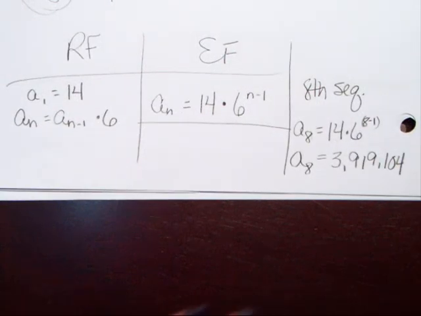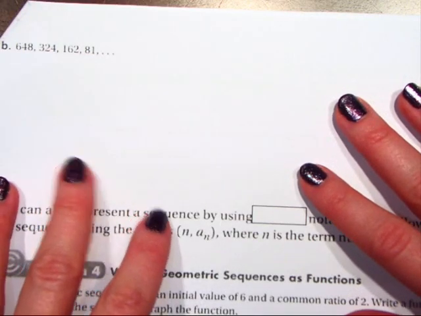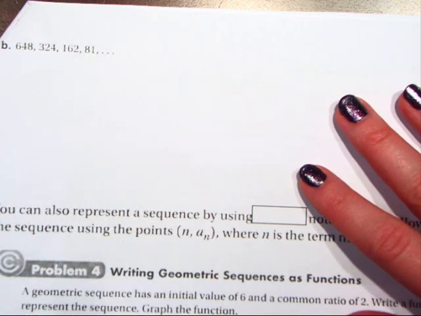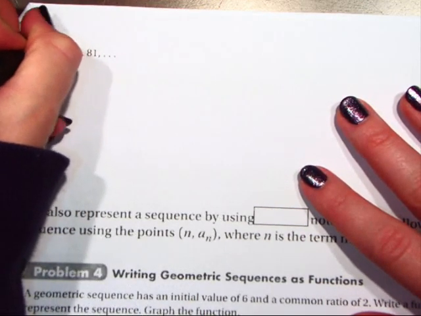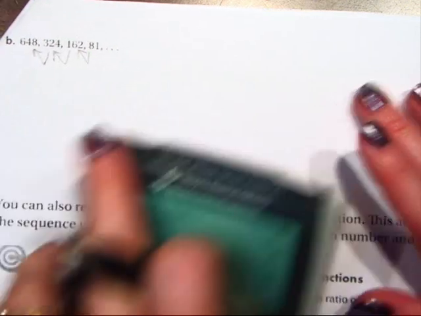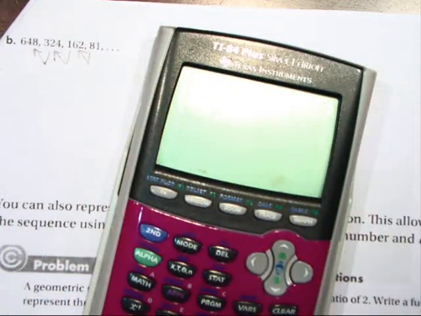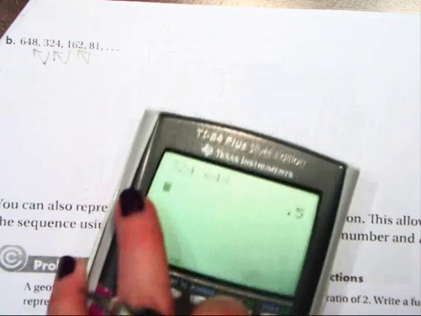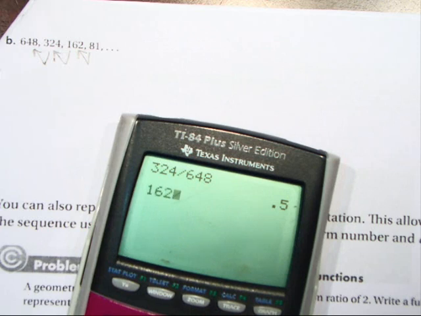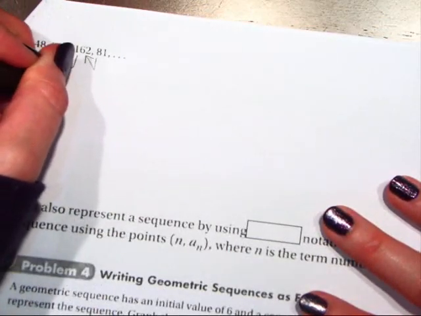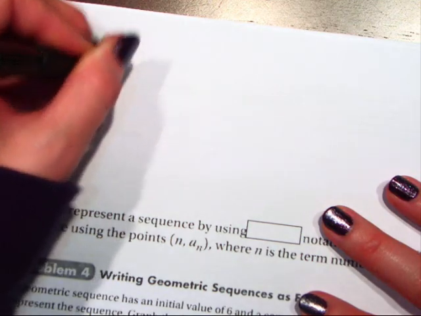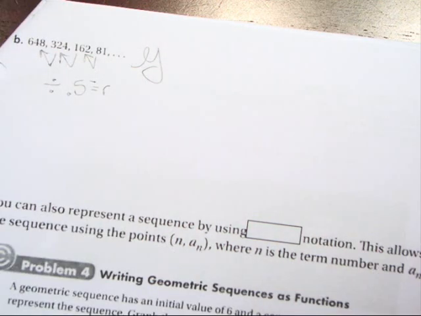All right, we are almost done with recursive and explicit formula, okay? Take a look at this one, divide it out. When you divide this out each time, I think you're going to get 0.5. There you go. Let's try the other one. Yep. Each time we're getting 0.5 when we divide, right? That means it's a common ratio, which means it's a geometric sequence.